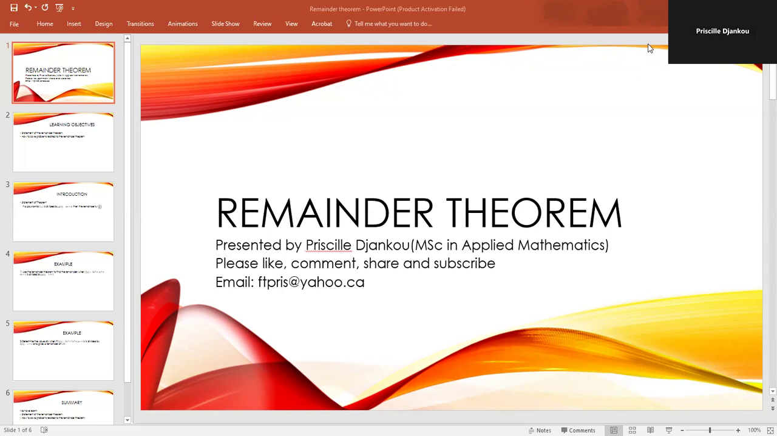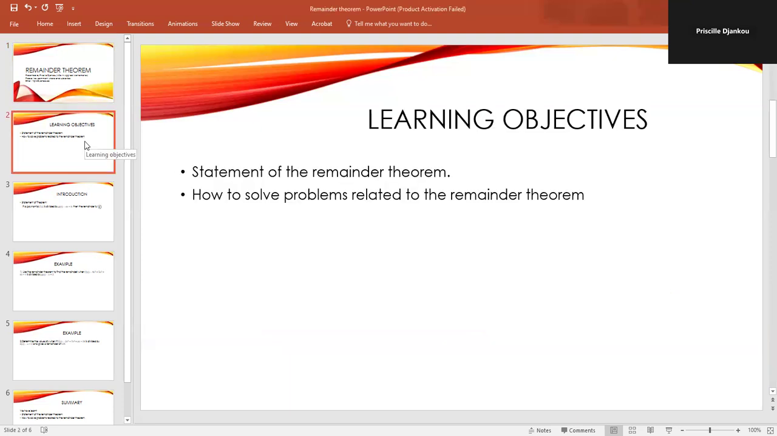ftpriest@yahoo.ca. Today's discussion is about the remainder theorem. So that is the title of our discussion, the remainder theorem. Let's move on to the learning objectives. What should you achieve by the end of the session? Our learning objective is to enable you to know the statement of the remainder theorem.